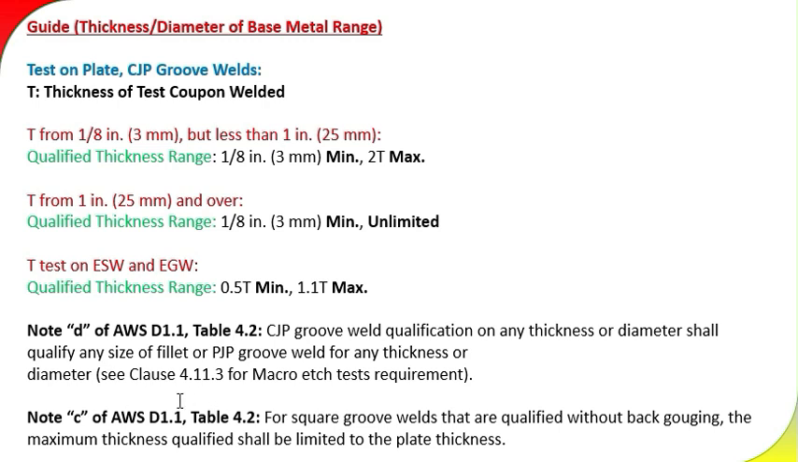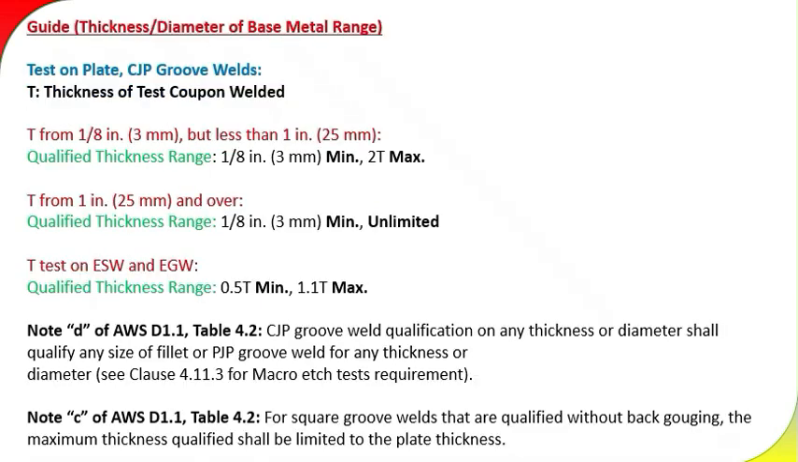Note C of AWS D1.1 table 4.2. What is mentioned there? For square groove welds that are qualified without backgouging, the maximum thickness qualified shall be limited to the plate thickness. Some groove weld is square, but without backgouging he is qualified. So the maximum thickness qualified should be the plate thickness only. So you understand this thickness and diameter of the base metal range.